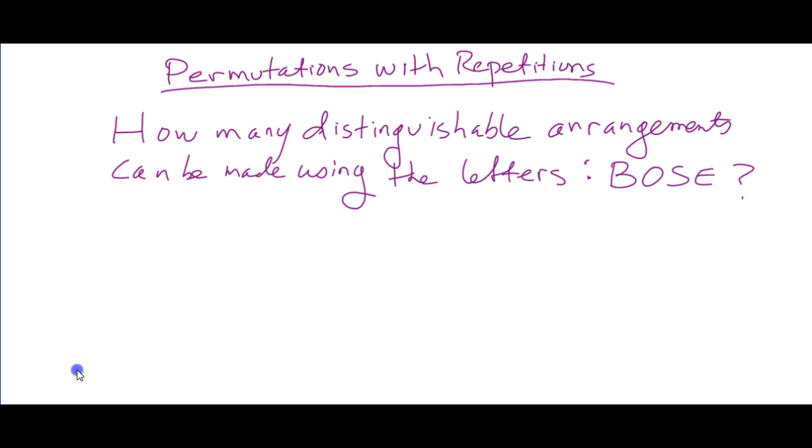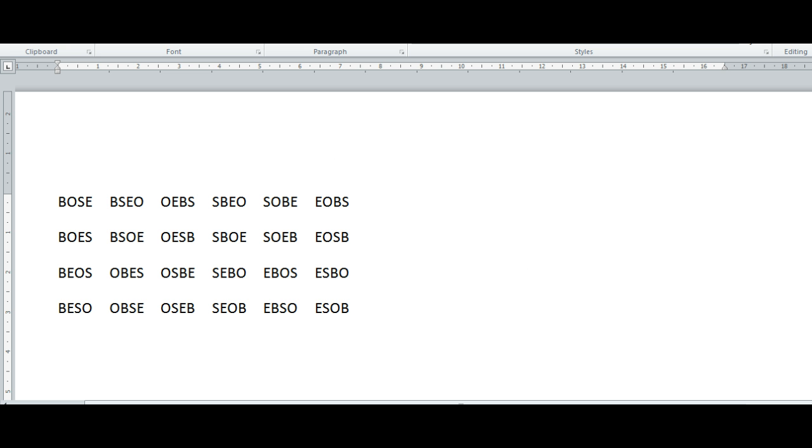So 4 letters we arrange 4 factorial ways, or 4P4, which is 24. And so here are the 24 ways. B-O-S-E, B-O-E-S, B-E-O-S, B-E-S-O, B-S-E-O, B-S-O-E, and so on, right? So there's 24 arrangements. I just want to save this.